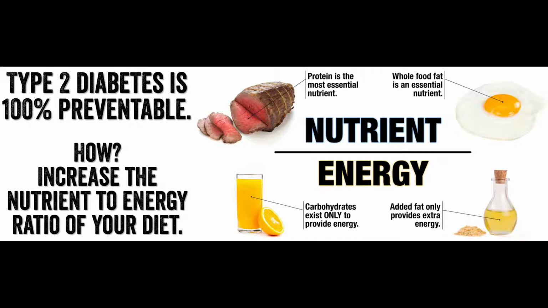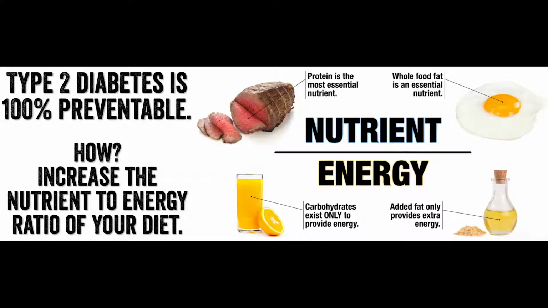Speaking of type 2 diabetes, this is a disease that is 100% preventable. How do you prevent diabetes? You increase the nutrient to energy ratio of your diet. You see, type 2 diabetes is simply exceeding your ability to store energy in your body. You've overfilled your fat stores, you've overfilled your carbohydrate stores. It's energy toxicity. Type 2 diabetes is energy toxicity. And when you increase the nutrient to energy ratio of your diet, you will prevent this disease completely.